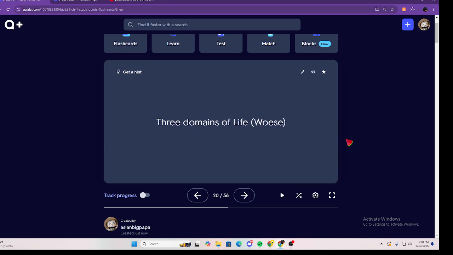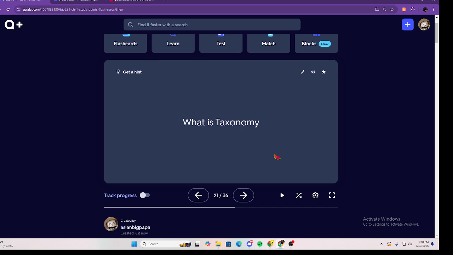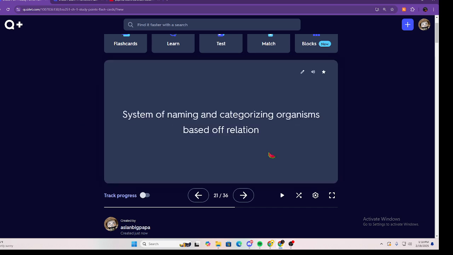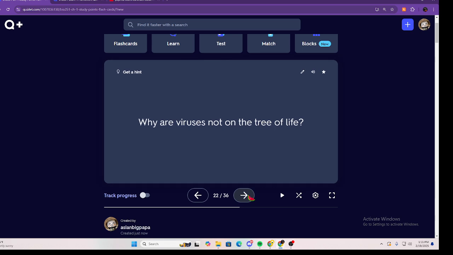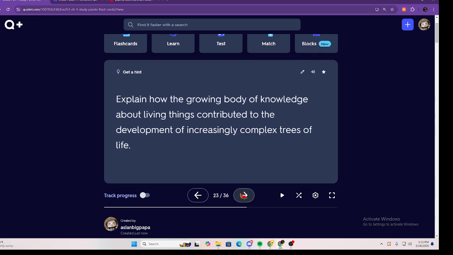And 3 domains of life, which was created by Woese again: bacteria, archaea, eukarya, built off of DNA sequences, off of RNA sequencing. What is taxonomy? Taxonomy was created by Linnaeus and is basically a system of naming and categorizing organisms based off of relation. And why are viruses not on the tree of life? So viruses are not considered on the tree of life because they are not living, because they're acellular and non-reproducing. That's what you need to know.